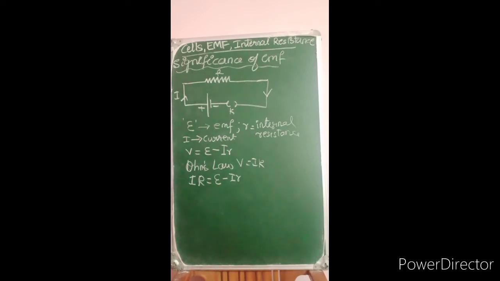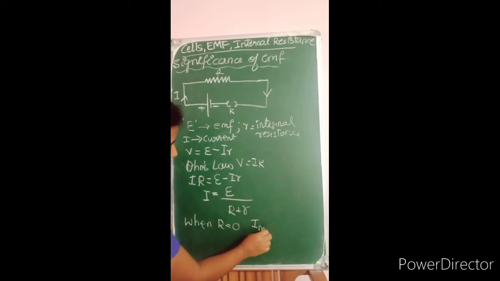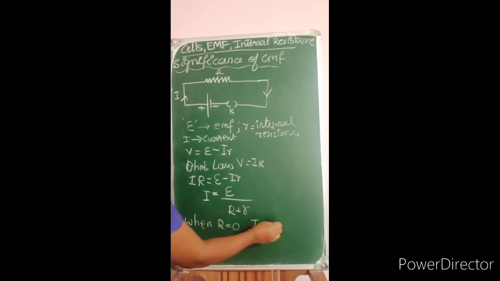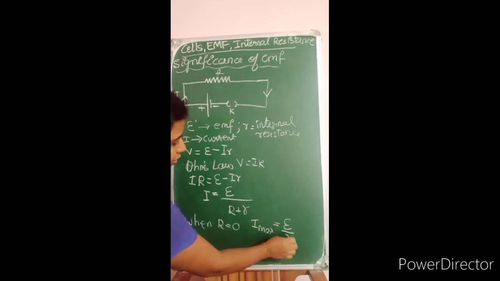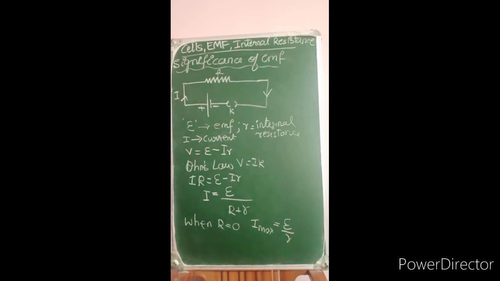Now it becomes I is equal to E divided by R plus r. When r, the internal resistance, becomes 0, then the maximum current, that is I maximum, is equal to E divided by R. So this is about the significance of electromotive force.